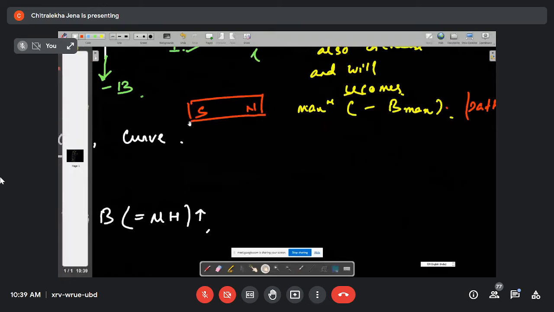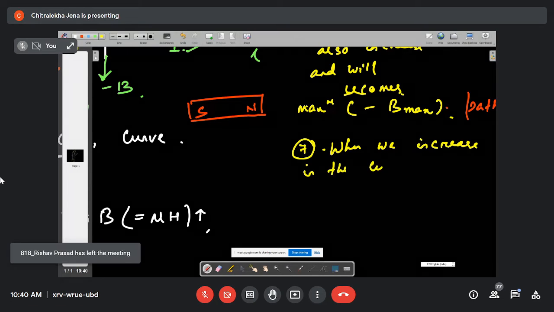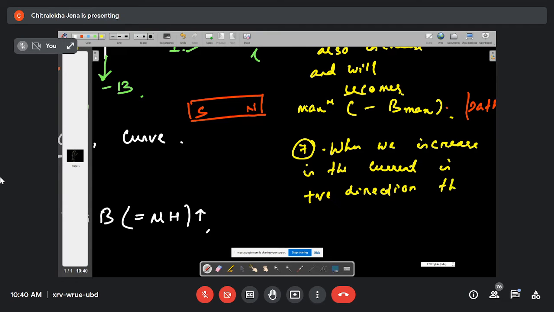Now the last point, the seventh point: when we increase the current in the positive direction, the path is completed.